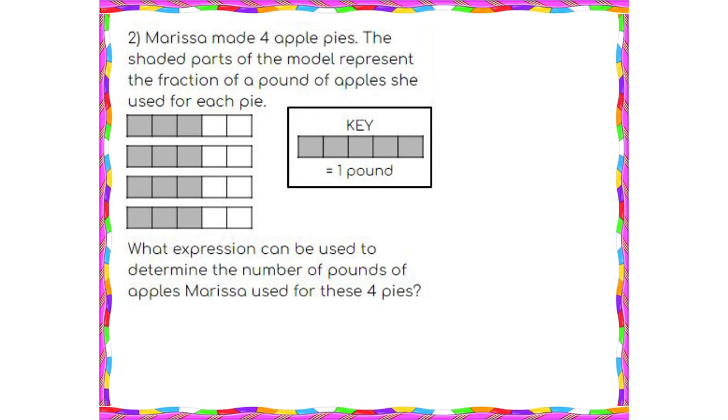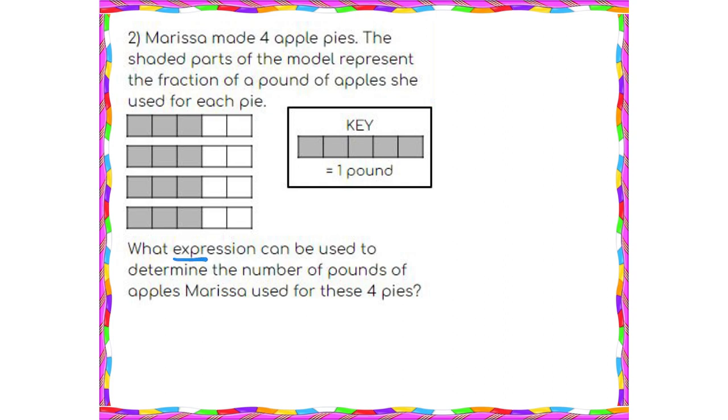Unit 7, Mixed Review Number 2. Marissa made 4 apple pies. The shaded parts of the model represent the fraction of a pound of apples she used for each pie. What expression can be used to determine the number of pounds of apples Marissa used for these 4 pies?